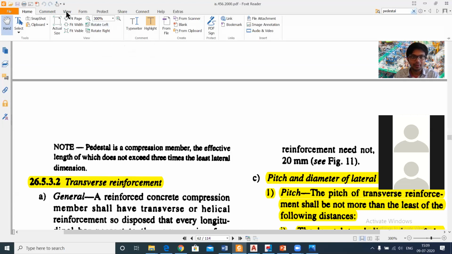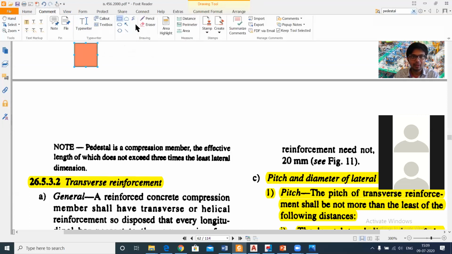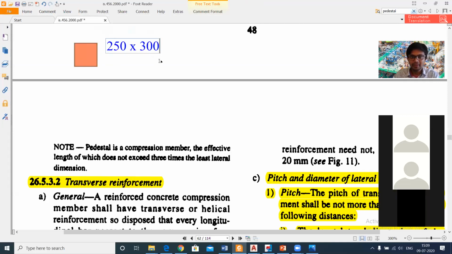Suppose you have a normal column here, and the size of the column is 250 into 300. So 250 into 300 is the size of the column. Now what is the least lateral dimension of this column? It's 250 here, right? So the column size is 250 by 300.